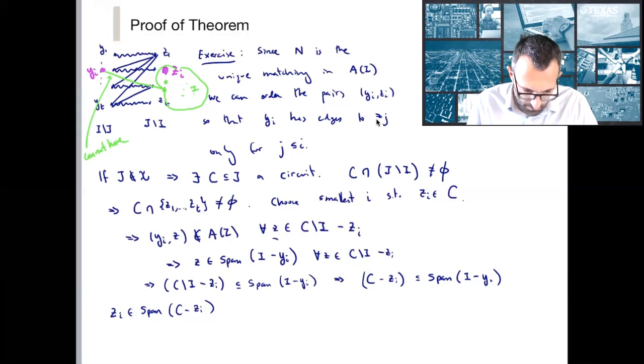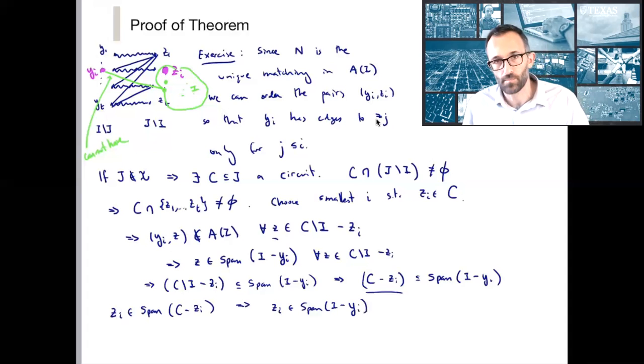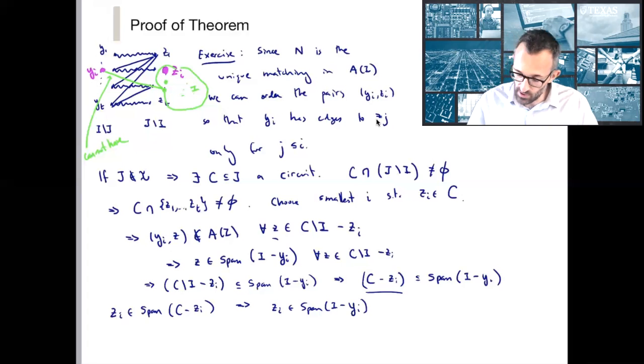So that means that Zi, by monotonicity of span, this also means that Zi is, I guess actually just by inclusion here, Zi is in the span of I minus Yi. There's a lot of notation here, so if you need to, pause the video for a second, just to think about why this is a contradiction. I think that's useful.